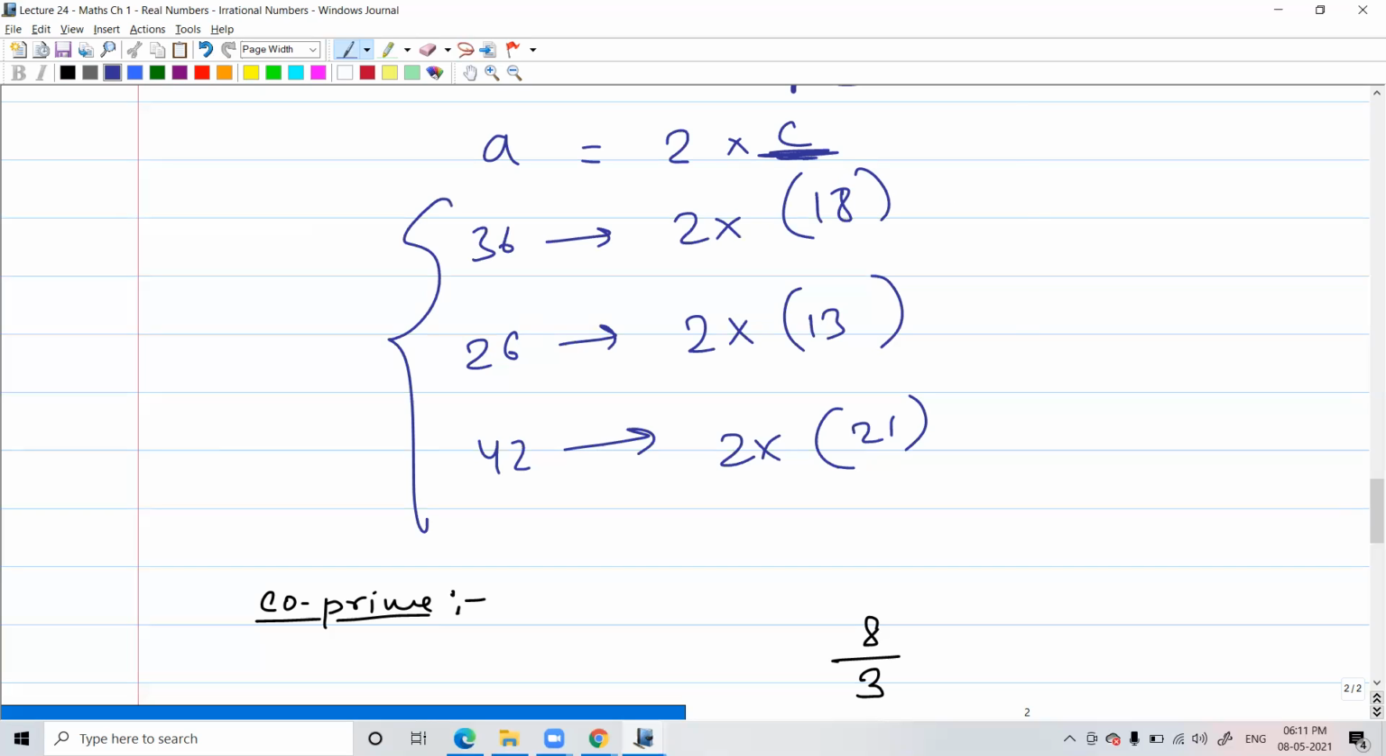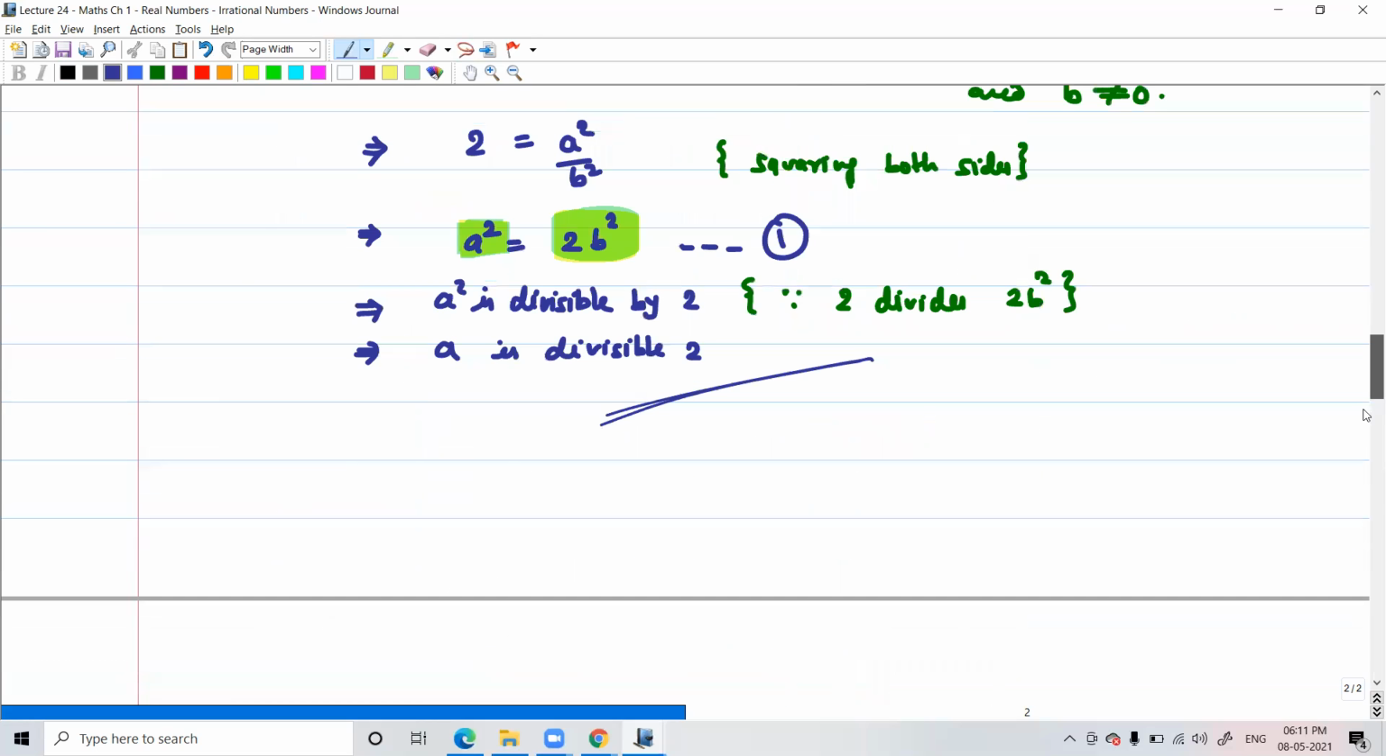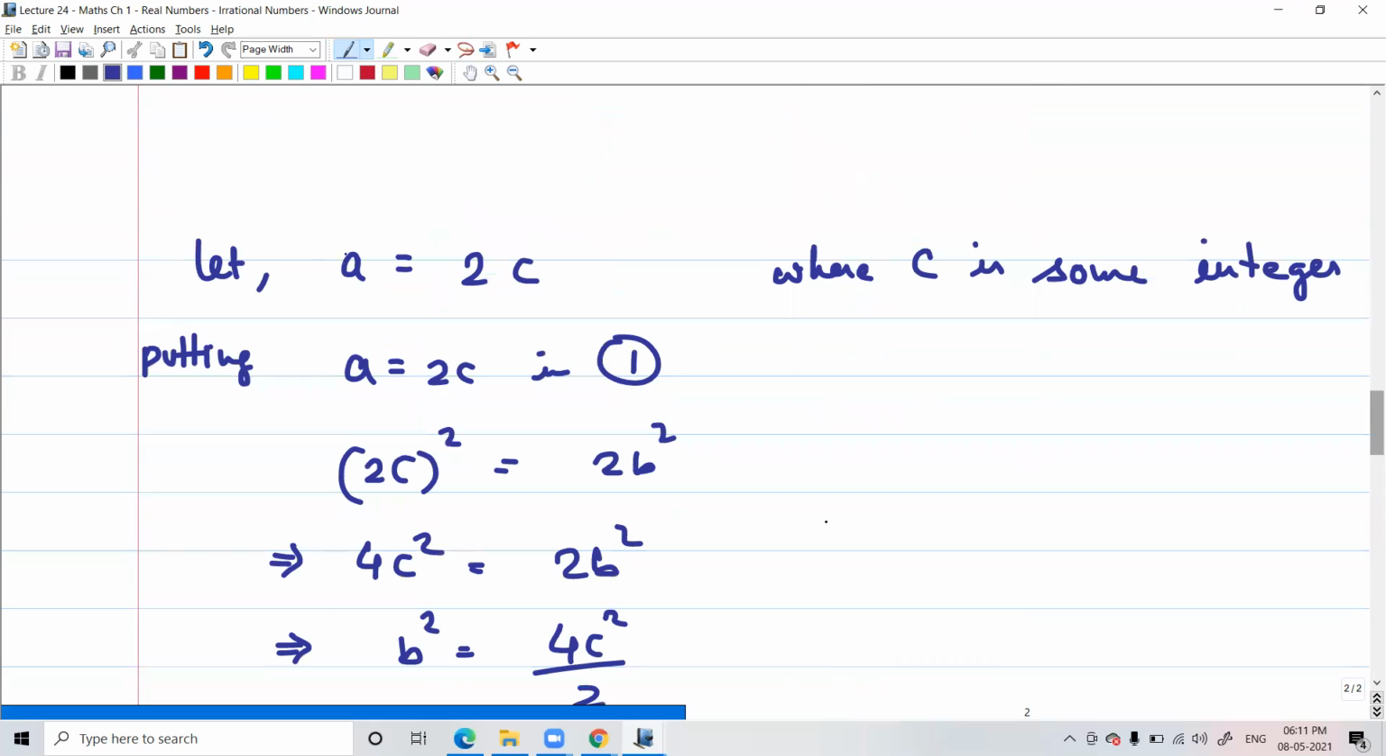So a can be written as 2c. If you like, you can call it 2x, where x is some integer, but let's keep it c for now. Tell me, guys, does it make sense? Yes, sir. Okay, so since a is even, I'm writing it as 2c, where c is some integer. We don't care what the value of c is, but multiplying with 2 makes it even.